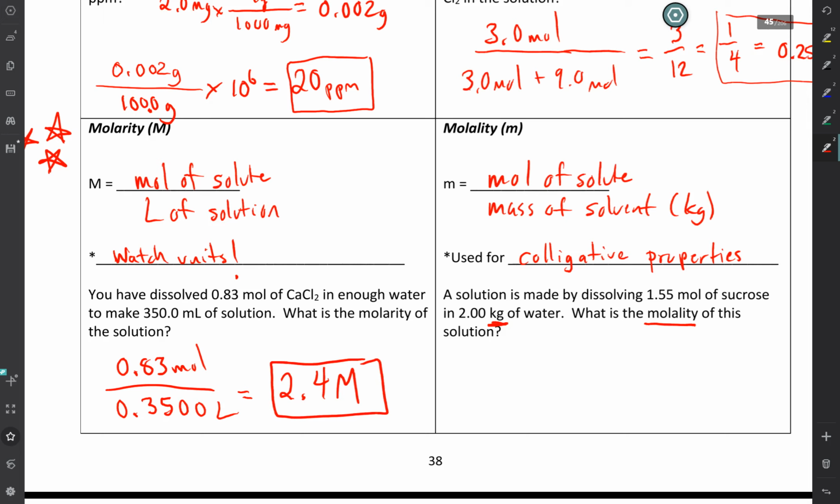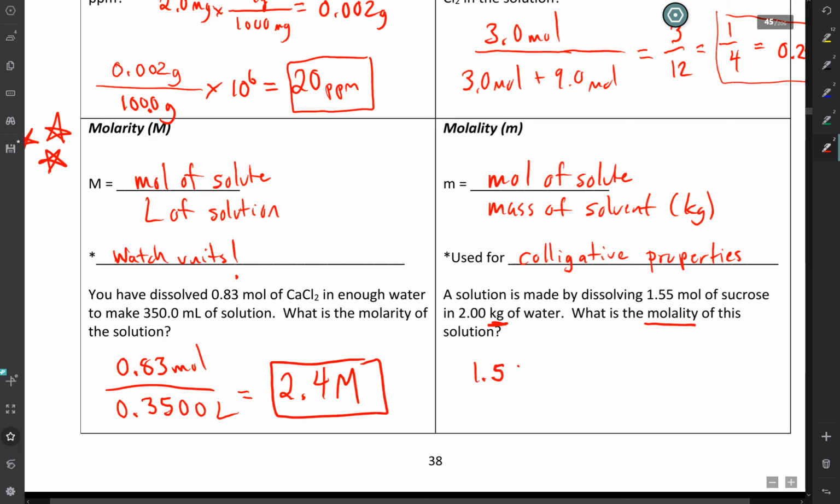So we're going to take the moles of solute. In this case, 1.55 moles of sucrose. We're going to divide by the mass of the solvent, 2.00 kilograms.